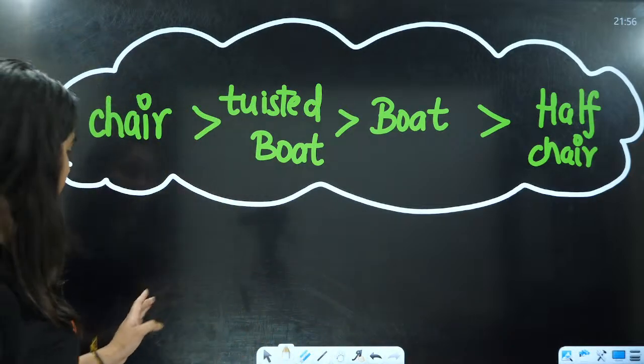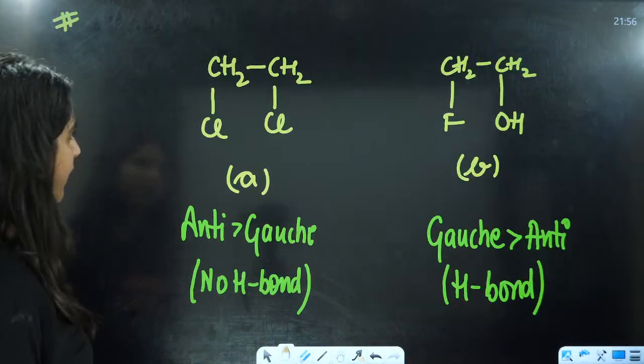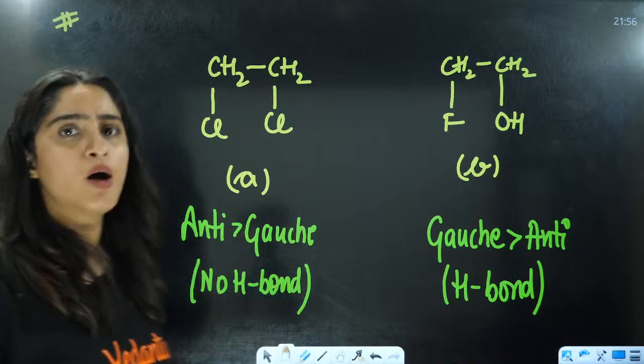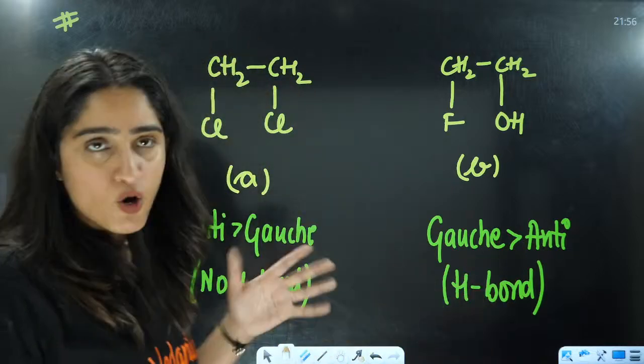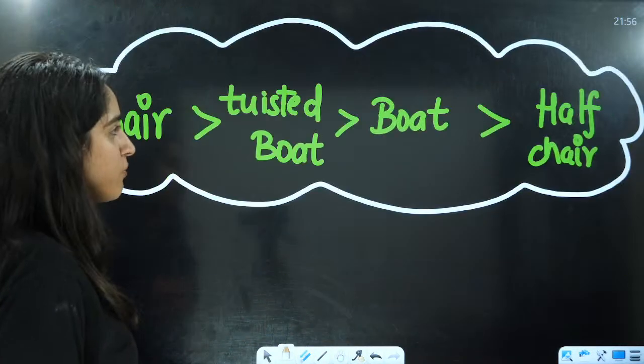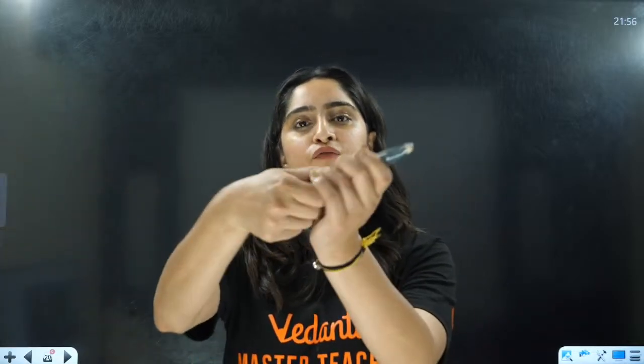Double bond between atoms, where do you have double bonds? No, beta. Conformers exist only when there is a single bond. In a double bond we cannot say that conformers exist. Conformers only exist when you have a single bond.